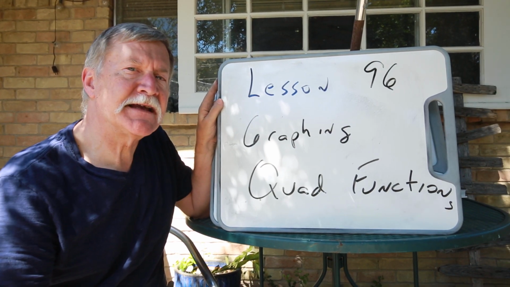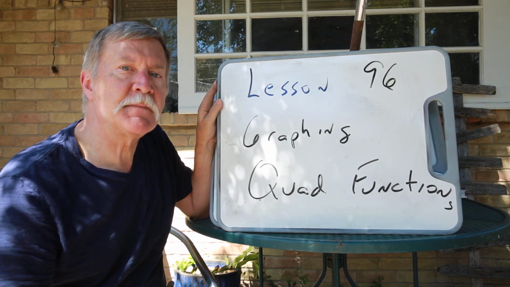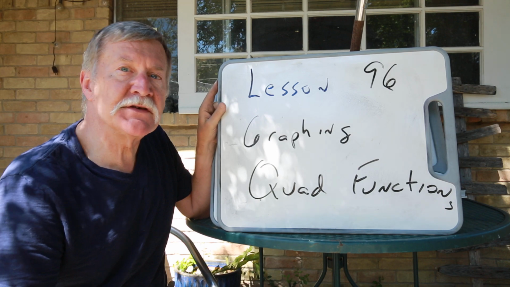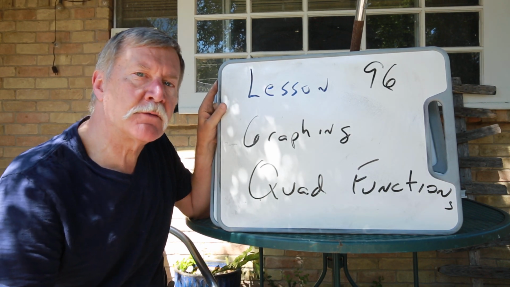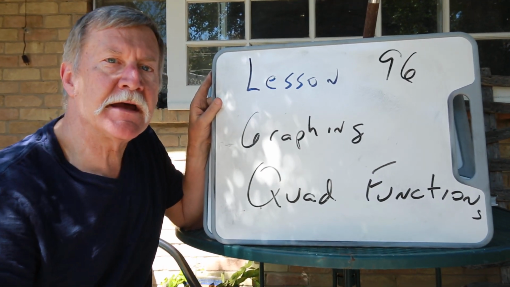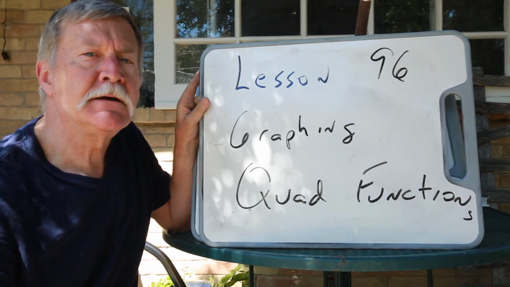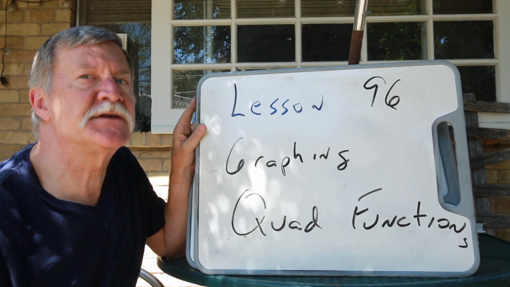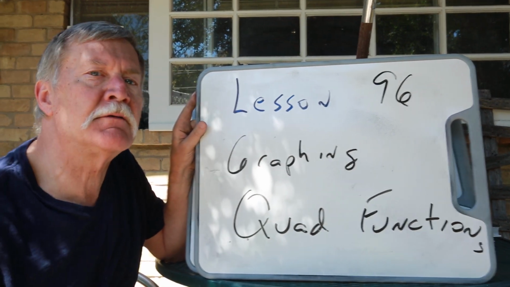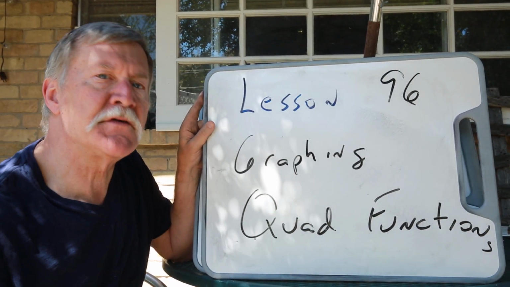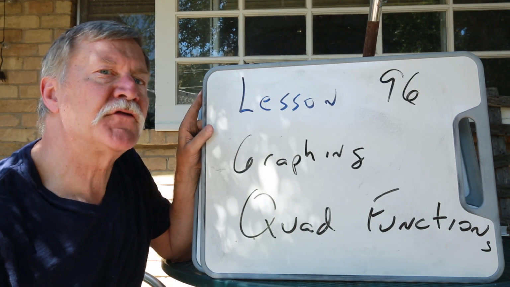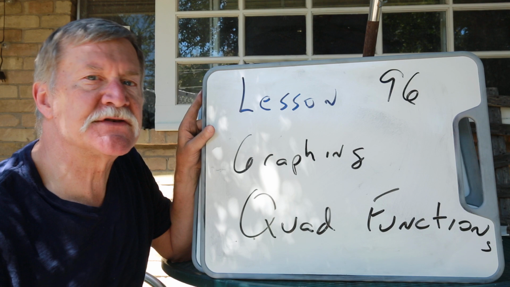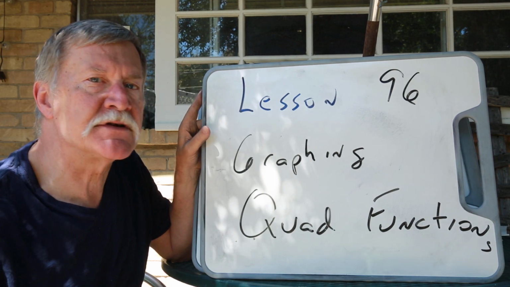This is lesson 96. We skipped some more, but we're still working on quadratic functions. And this deals with how to look at a quadratic equation and graph it properly. Graphing quadratic equations is pretty important these days because that's what they're talking about when they talk about the coronavirus peaking or flattening the curve. The curve's a parabola, and it's described by quadratic equations.